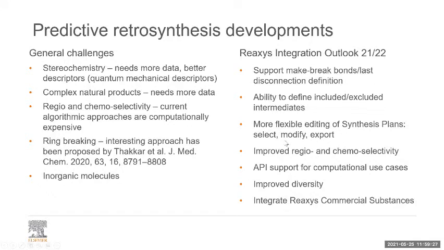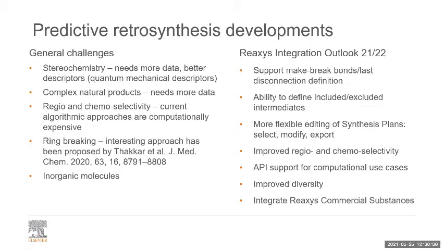More flexibility in editing, so in selecting, modifying, so that you can work in a group together, further improving regio and chemoselectivity. For computational scientists, the user interface is good, but they also need API support. So we are working on having a retrosynthesis API. Further increase the diversity of the route proposition so that it gives you multiple ideas, and integrate the Reaxys commercial substances database rather than Sigma Aldrich lab networks.